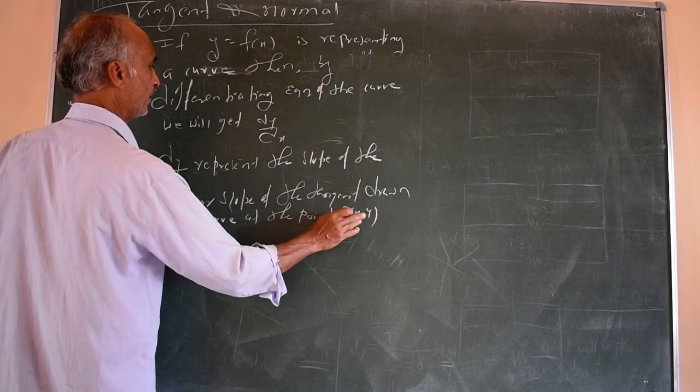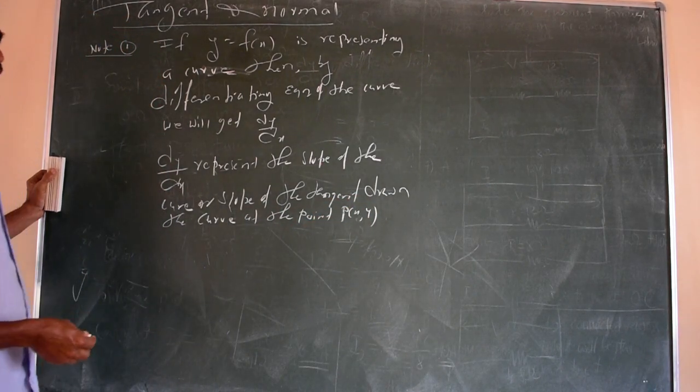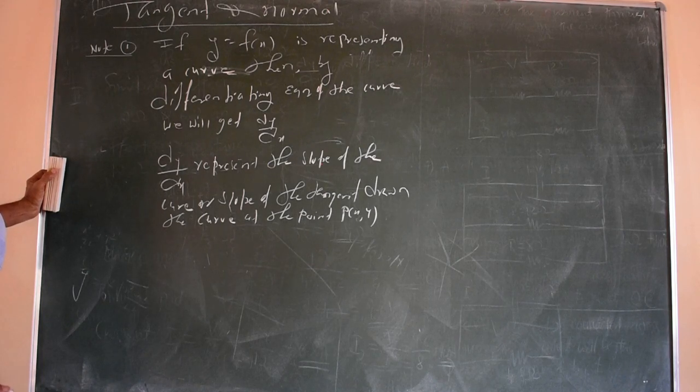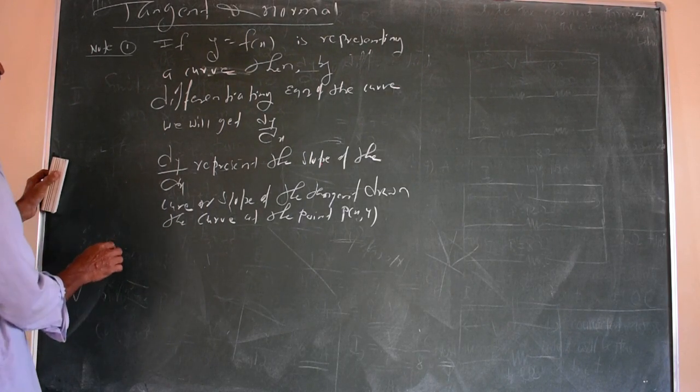Okay, x comma y is a general point. It may be any point on the curve. The slope of the tangent or slope of the curve at any point on the curve is dy by dx. So this is the one main point.